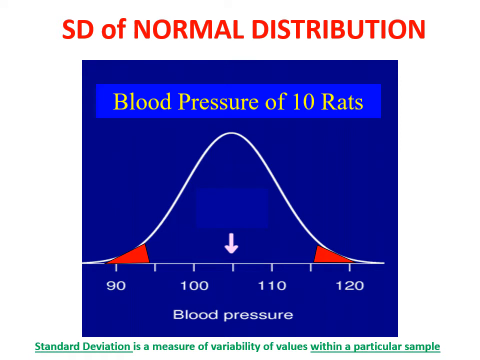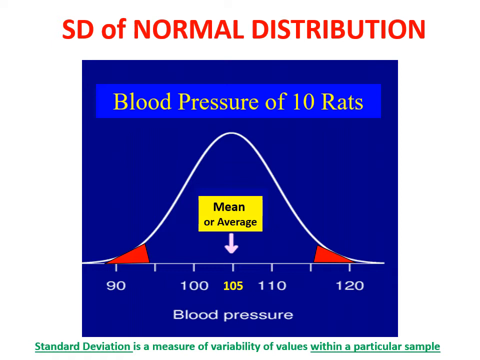For example, this is the distribution of values of blood pressure taken from 10 rats. We found that the mean, when they calculated the 10 values divided by 10, or the average blood pressure, equals 105.